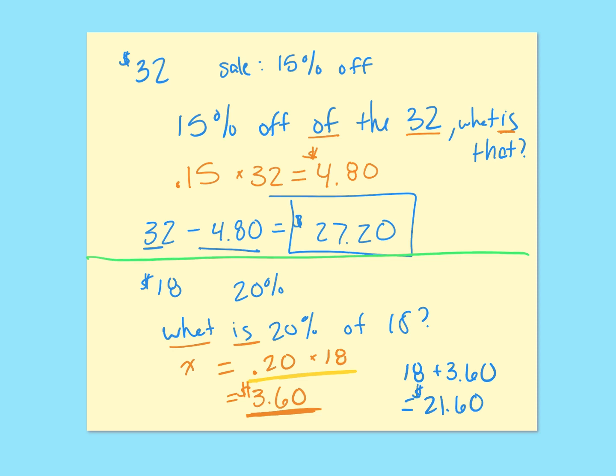So we can still use that translating these phrases just like we did in the first video to find increasing percents like tax and tip, or discounted percents like sales. So this can help us solve lots of different types of real world problems.